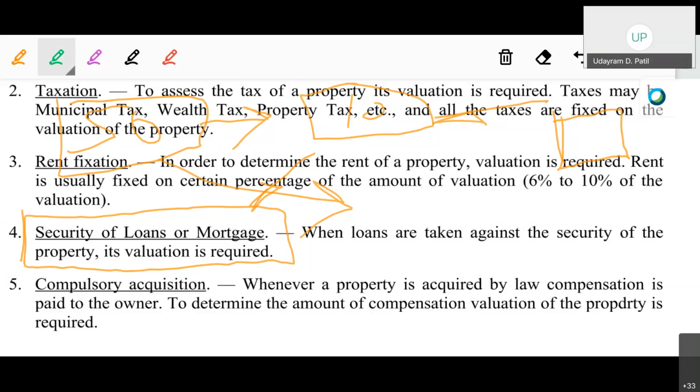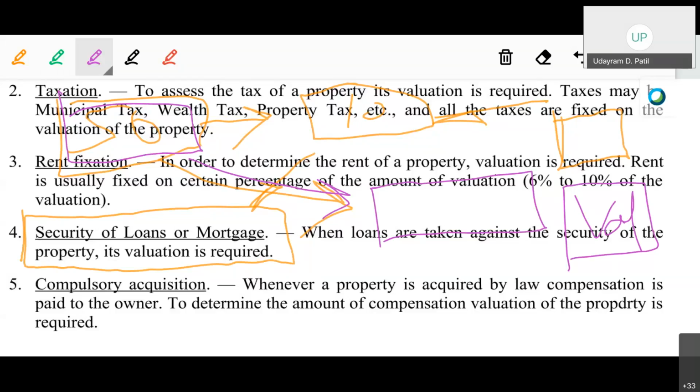So this particular amount will determine the loan you are getting from the particular bank. And that particular amount, that is 50 lakhs, will be secured or confirmed by the valuator by doing the valuation of your building. So whatever the value of your building, the loan you are getting from the particular bank will depend on that value.